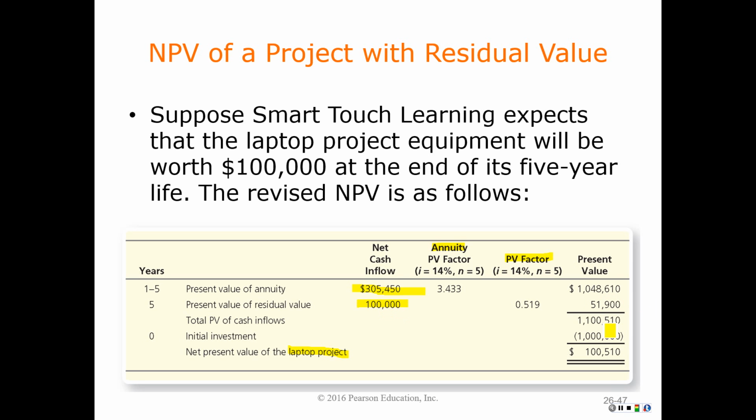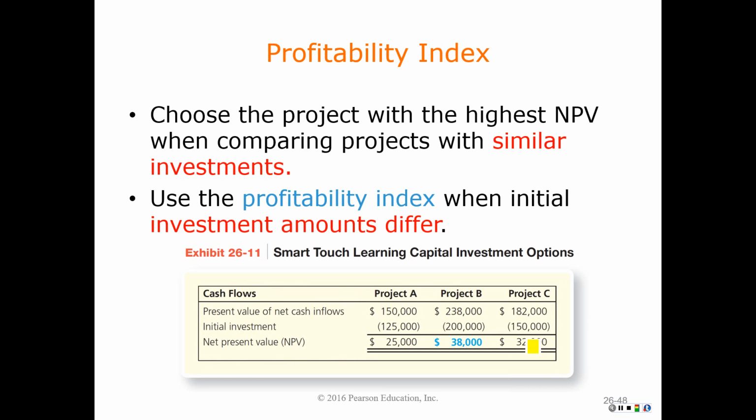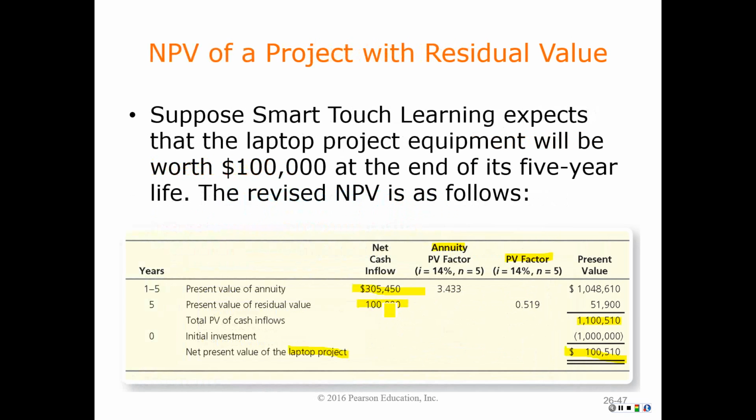So now we can see that our total cash inflows from our annuity, or from our series of operating inflows over the period, plus our residual value generates a net present value of $100,510. So if the laptop project has a residual value, now it is a more valuable investment than the other two. Once again, we can make those decisions because they were all $1 million investments and they were all over a 5-year period.